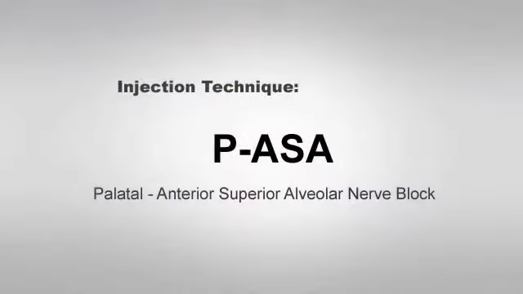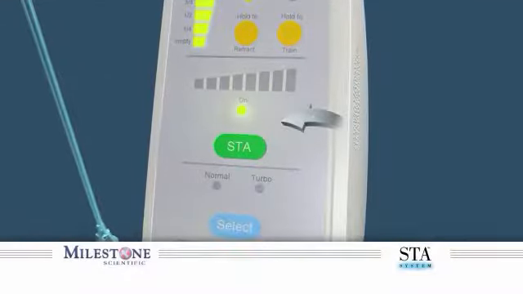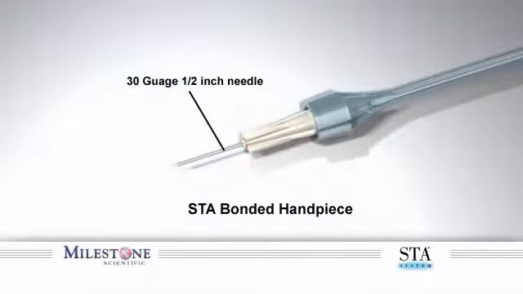Let's discuss how to begin. Injection technique: PASA, or palatal approach anterior superior alveolar nerve block. Before you begin, verify the wand system is set to the STA mode. It is recommended that you use the 30-gauge half-inch bonded wand handpiece for this injection.